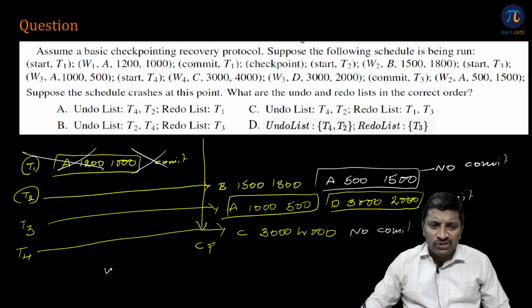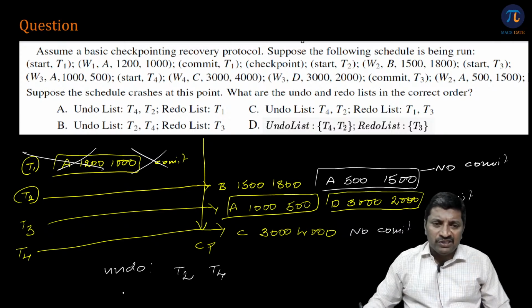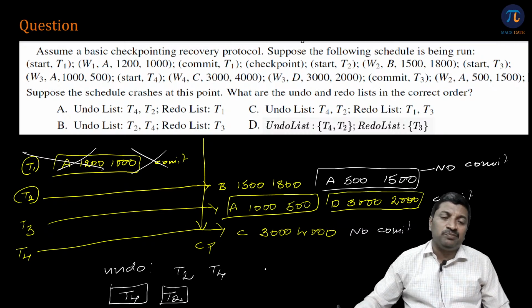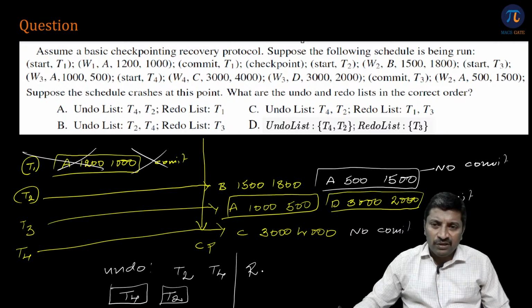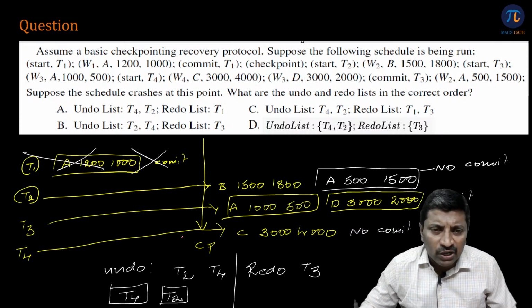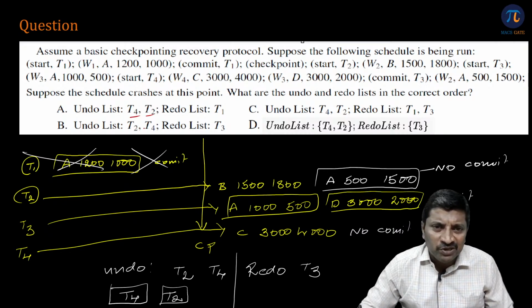So what is the undo list? In undo, I have two transactions, one is T2, one is T4. If you write very strictly, first I need to complete T4, then I need to go for T2. If they ask for a list, you can write simply T2, T4. What is redo, sir? That is T3. So undo T4, T2. Sir, please observe.